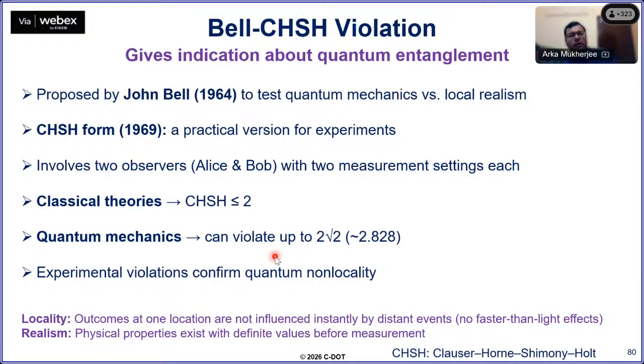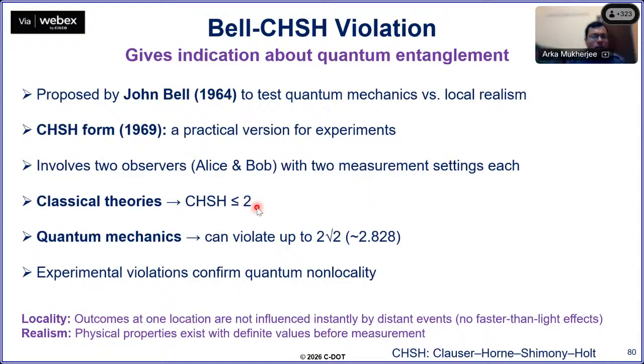To address this, John Bell in 1964 proposed a mathematical inequality, and he derived that if a quantum system violates this inequality, then there is no local realism, and this violation is real. Then CHSH, named after four scientists whose names are mentioned here, came up with an experiment to verify the Bell inequality.